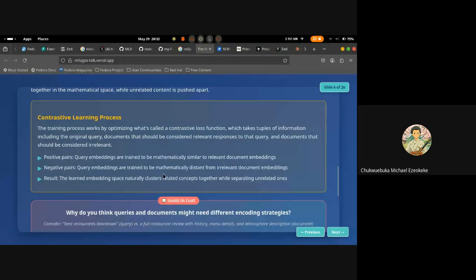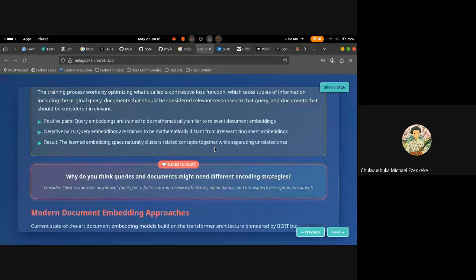Let's have an example, a question: why do you think queries and documents might need different encoding strategies? Somebody reply. Okay, no response. Did anyone get the question?